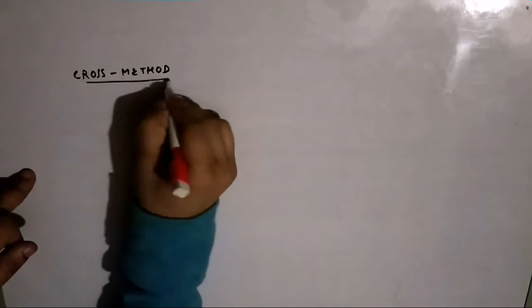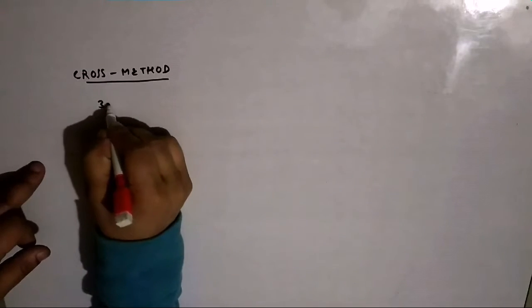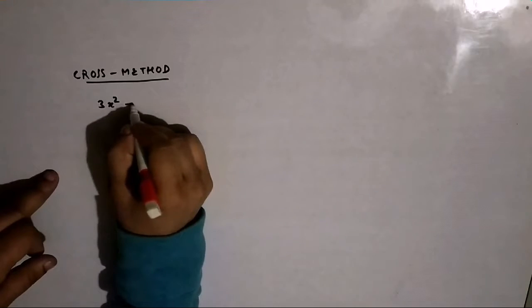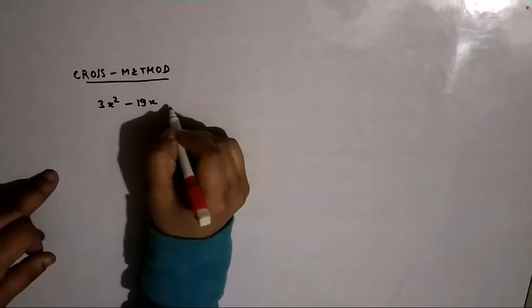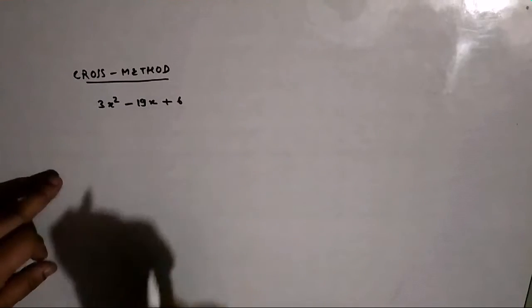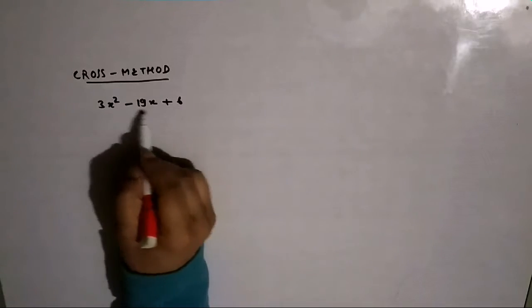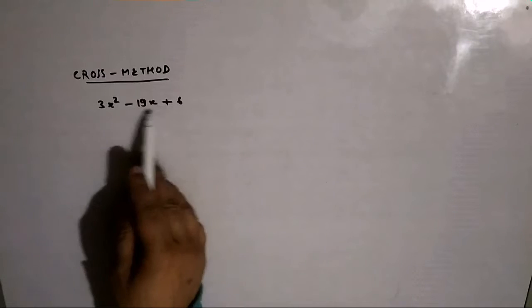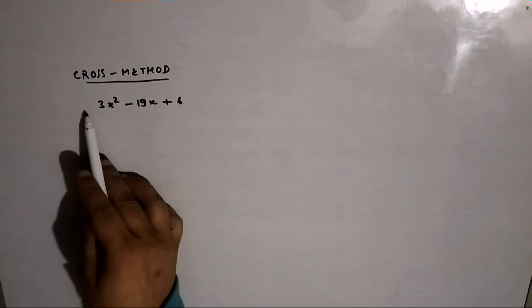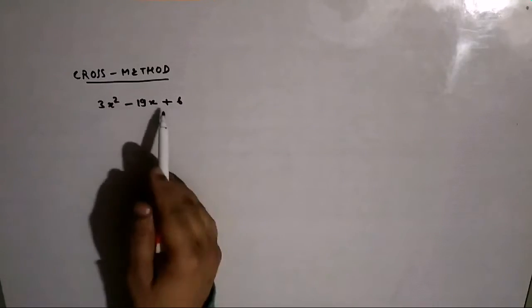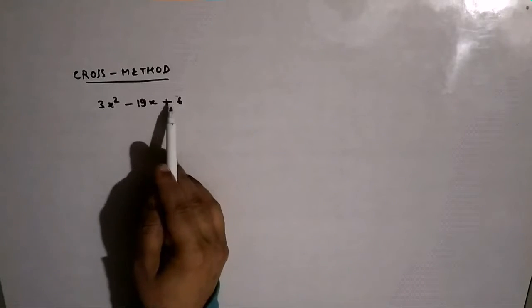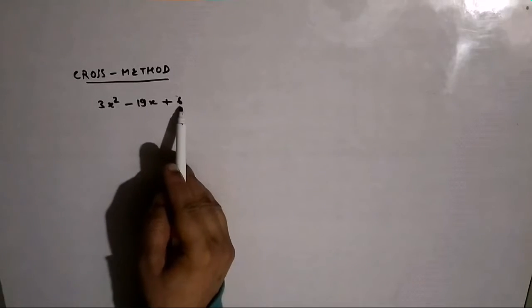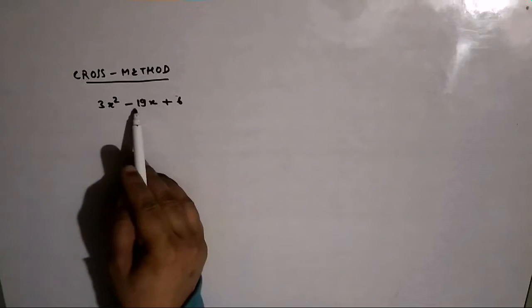So suppose there is a question which is 3x square minus 19x plus 6. First of all, nothing can come out. There is no term here in the expression that could be taken common, so it will remain as it is. Second thing, there is no perfect square, and this 6 cannot be factorized to write in terms of the sum of the middle term.